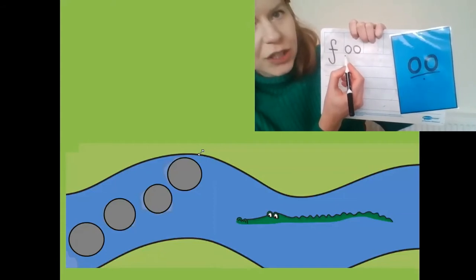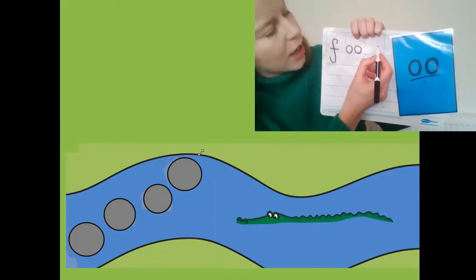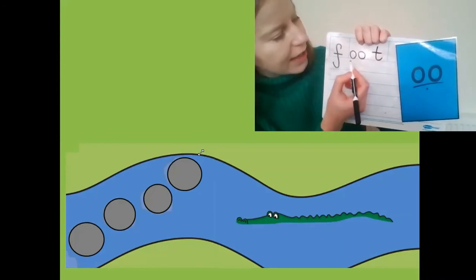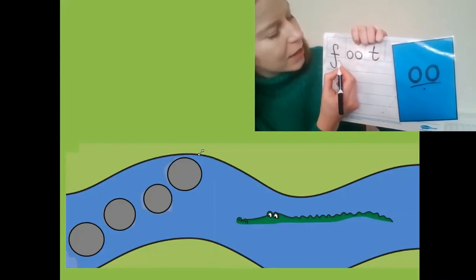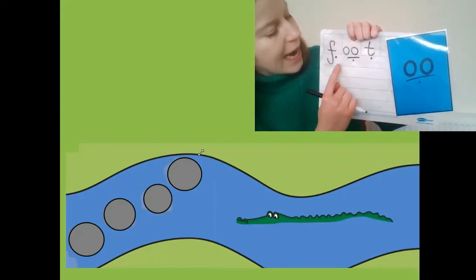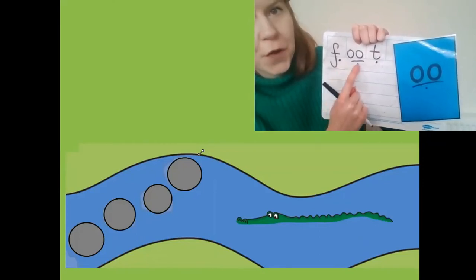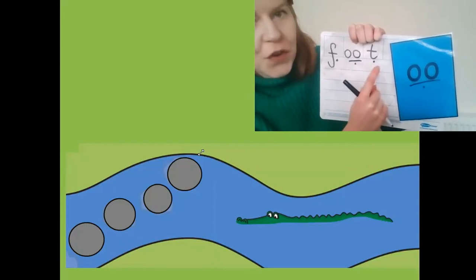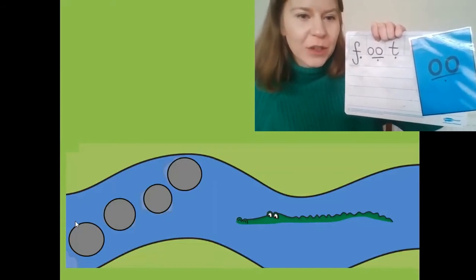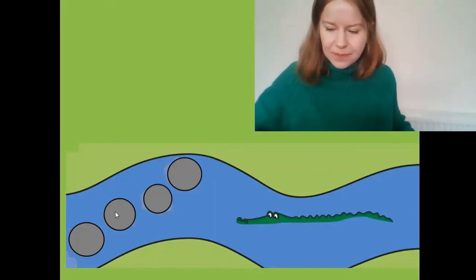And what's the last sound you can hear in foot? I can hear the t sound too. Down the tower and across the tower. Let's add in the sound buttons. Foot. Now read your word back to check that you have written all the sounds. Foot. Well done. So we wrote the first word, so we get to cross the river a little bit. Now we move on to writing the second word.